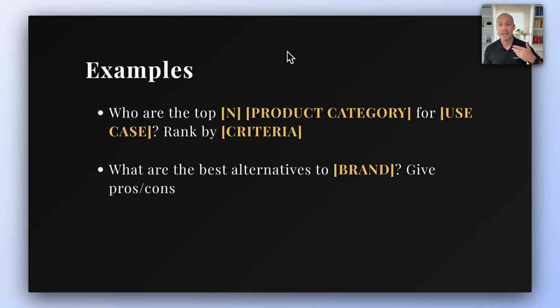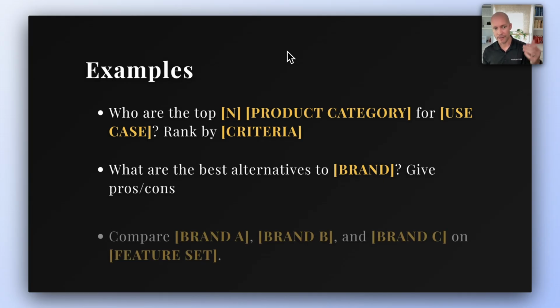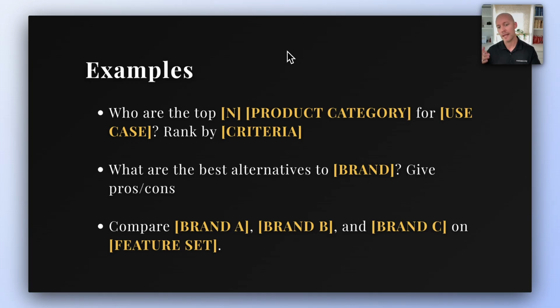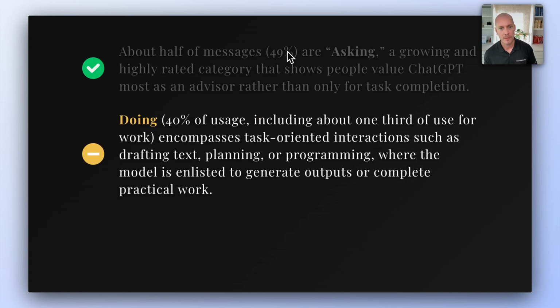Another one is, what are the best alternatives to brand, or compare brand A versus brand B and C? Okay, these are the types of queries where we need to be surfaced. These are the queries that whatever brand we're working on needs to be popping up. You have to be tracking these, because if you're not, you can't fix what you're not tracking. Okay, that's the most critical part of all marketing. And this is one area where we can actually track these AI generated responses.